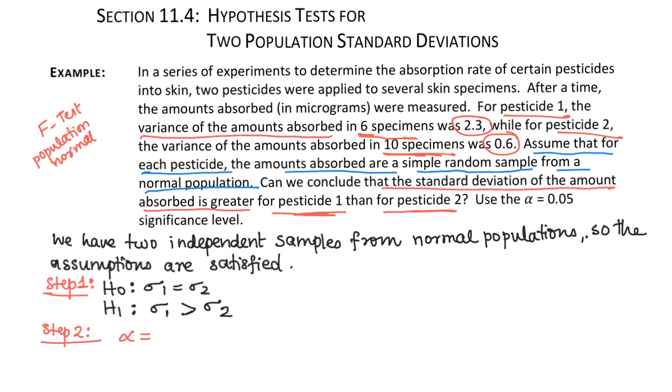And step 2, significance level alpha equal 0.05. Step 3, we need to find the critical value. The degrees of freedom of the numerator is 5, and for the denominator, 10 specimens, so 10 minus 1, that is 9 degrees of freedom. So from the table, this is a right tail test, right? Okay, right tail test.